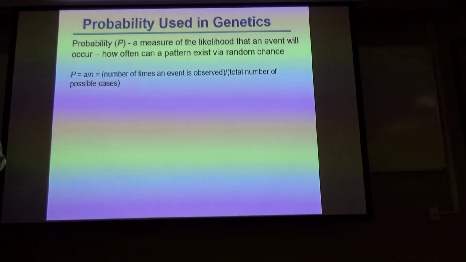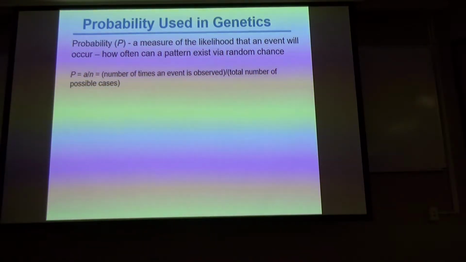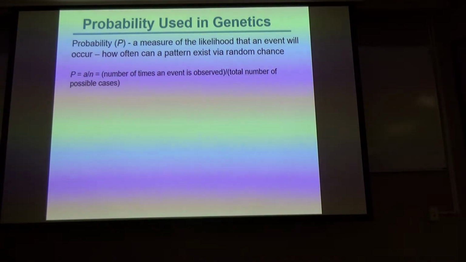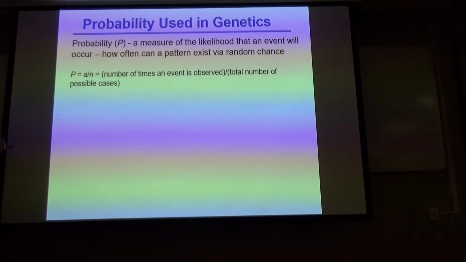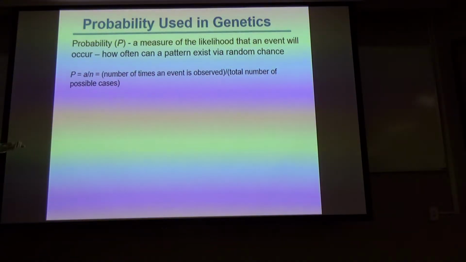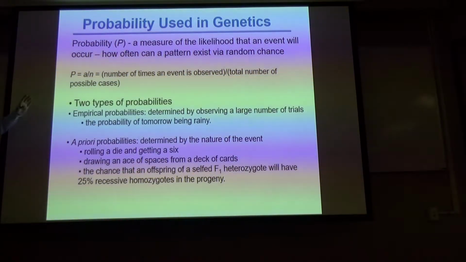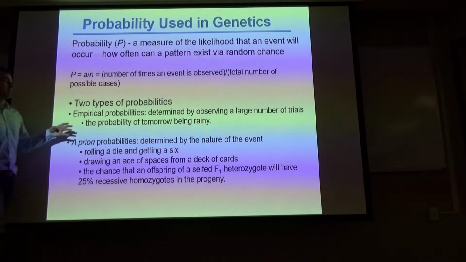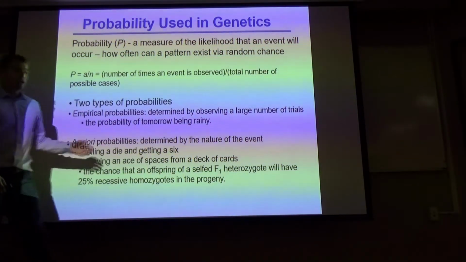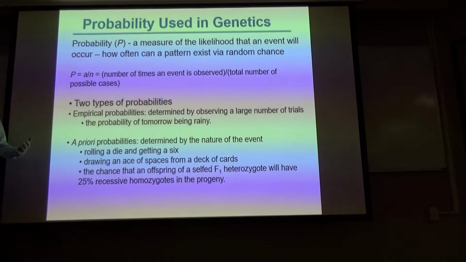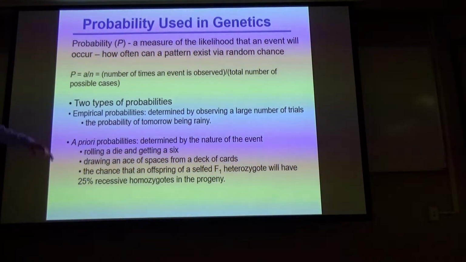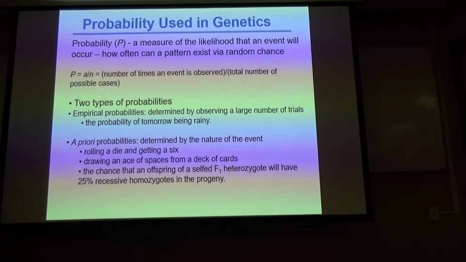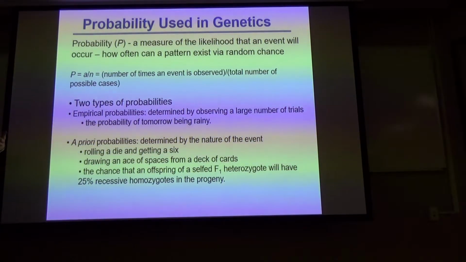If you flip a coin 100 times, you might not get 50-50 out of it. If you flip it infinite times, with a fair coin, you should get 50% heads and 50% tails. There are two different types of probabilities that we can create. We can create empirical probabilities that are determined by observing a large number of trials. If I was flipping a coin 100 times and trying to figure out if it was a fair coin, that would be an empirical probability, because I'm observing a large number of trials and looking at the results to create an expected ratio.